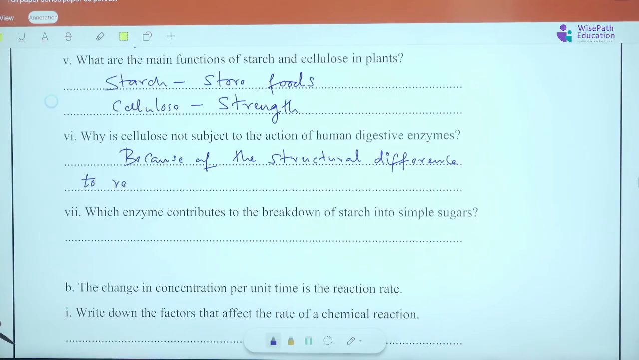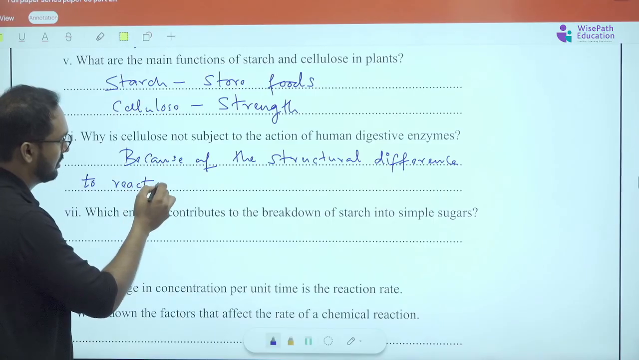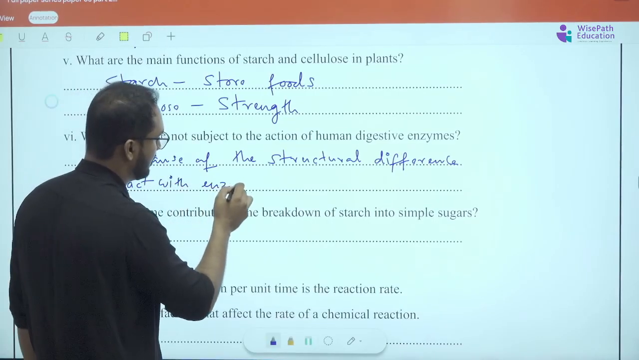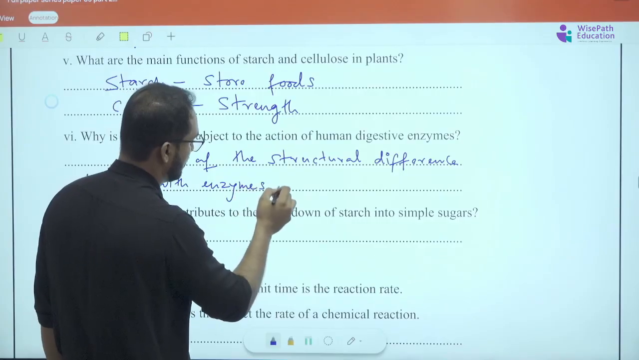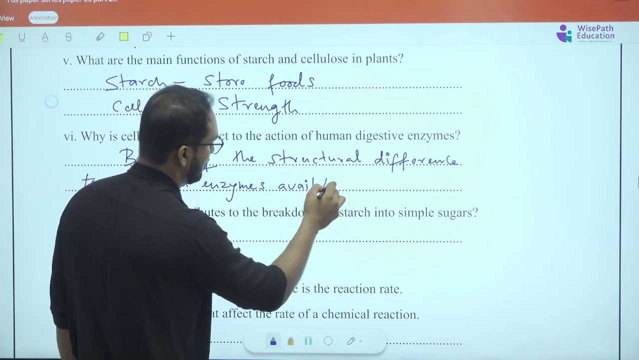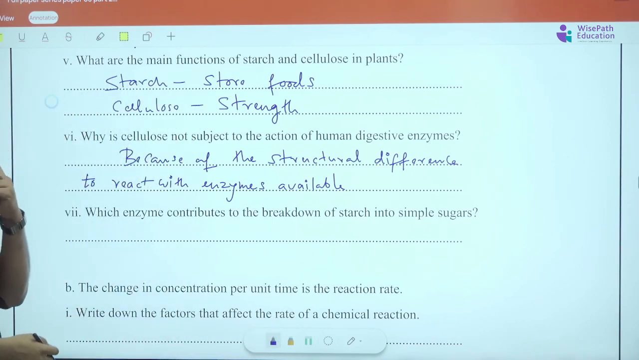Make it more correct, because of the structural difference to react with the enzymes available, right? Because of the structural difference to react with the enzymes available.